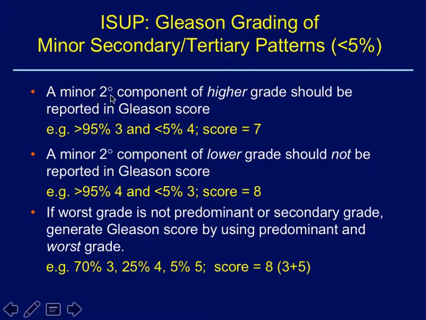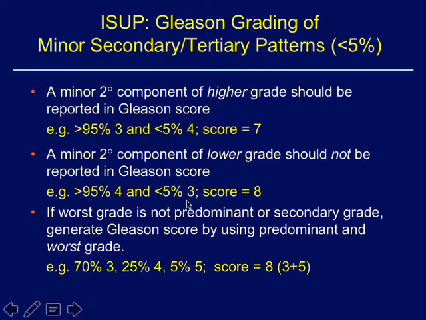So a minor secondary component of a higher grade, even if it's less than 5%, should be included in the Gleason score. So if you're greater than 90% pattern 3, and less than 5% pattern 4, it would be a 7. But you wouldn't do that the other way around, because the high grade component trumps the low grade component. So if it was greater than 90% 4, and just a little bit of 3, ignore it, call it an 8.